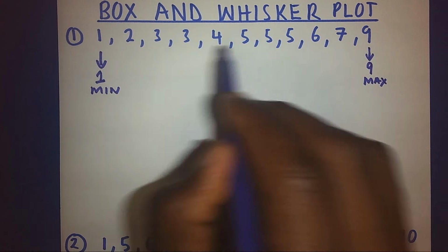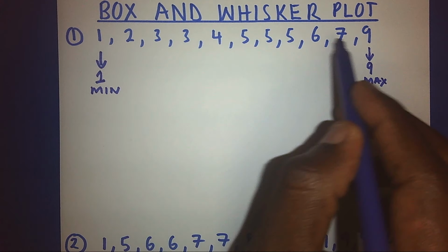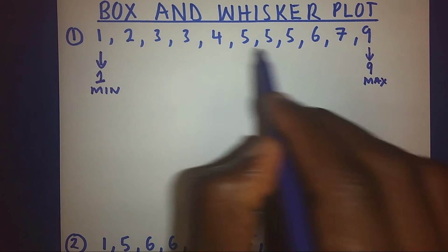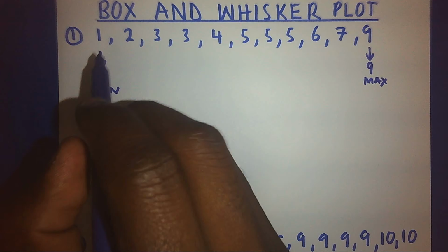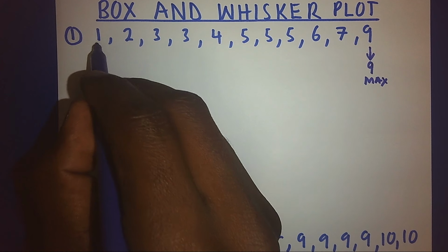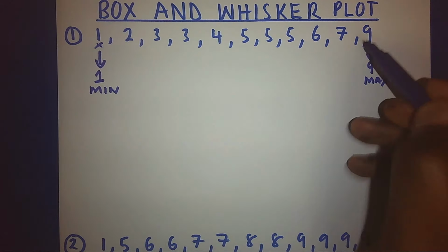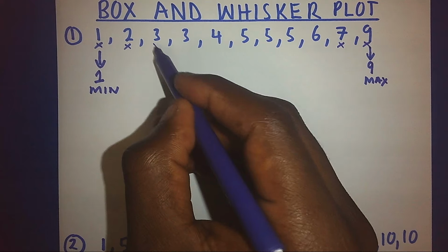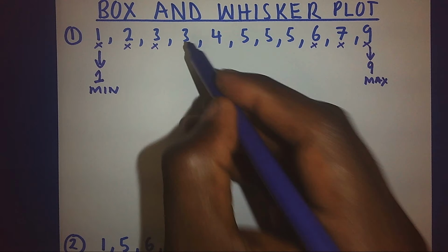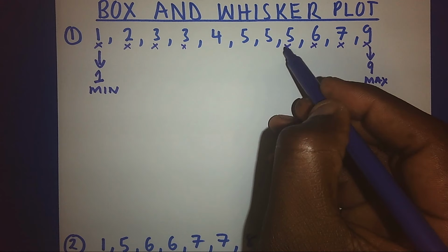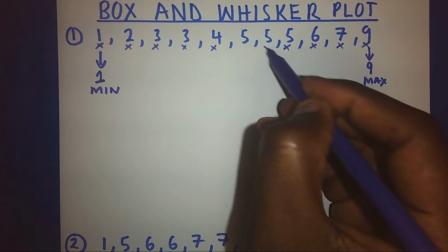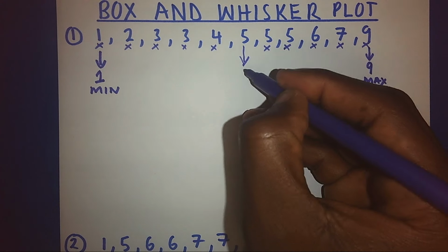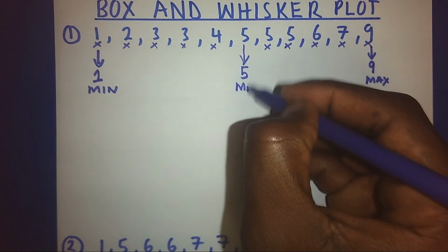Remember, first of all, we have to ensure that the data is arranged in order. Now, because our data is already in order, we find the middle number by cancelling 1 by 1 from the end, until we are left with the middle data, and this middle data becomes our median.